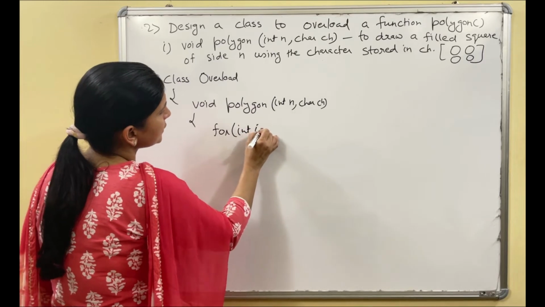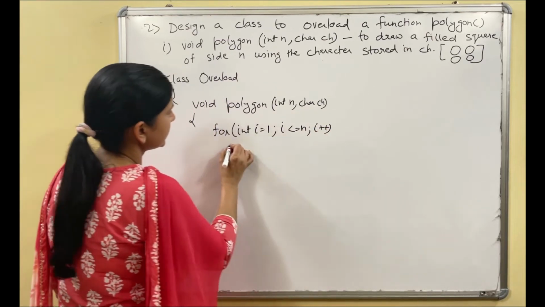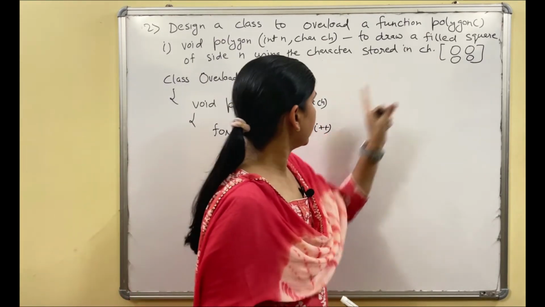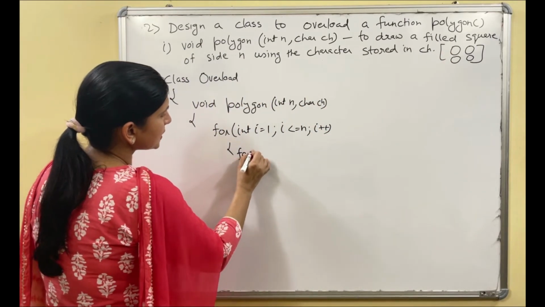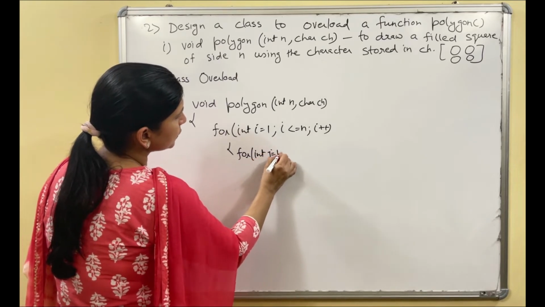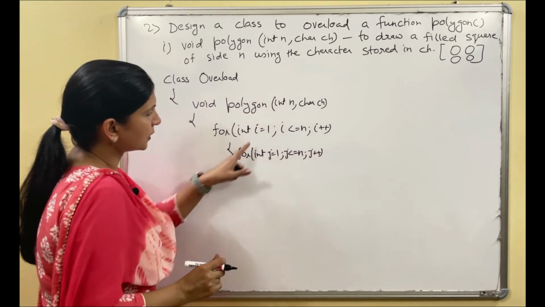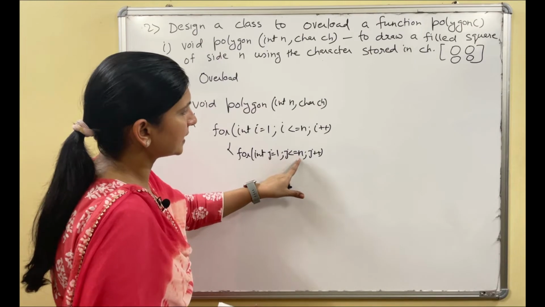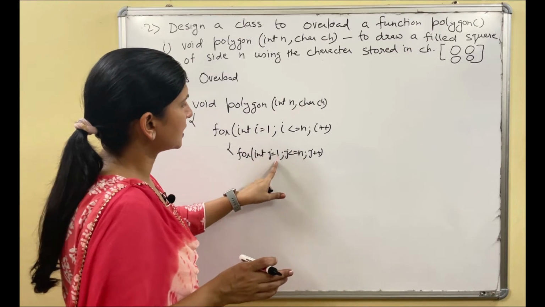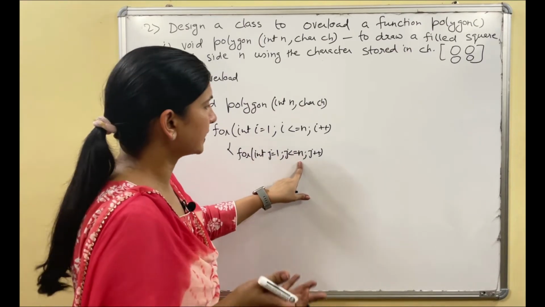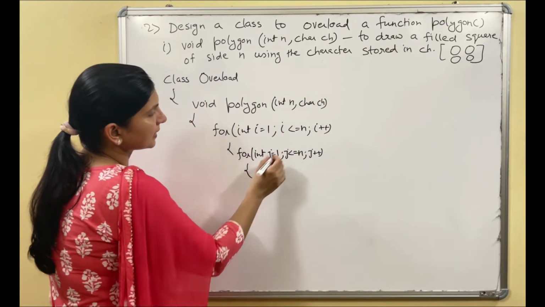For int i equals 1, i less than equals n, i plus plus. This is for rows. If n is 2, how many rows are there? 2. Now for columns, we will use for int j equals 1, j less than equals n, j plus plus. If i is 1, how many times does j run? 1 to 2, if n is 2, I am just taking the example. When i is 1, j will be 1 to 2. So 2 times it runs, whatever the value of n is.